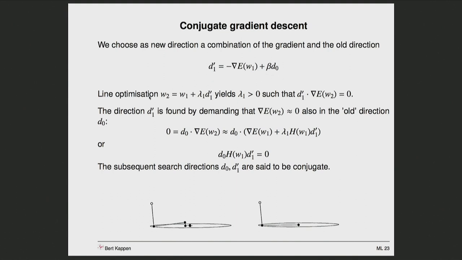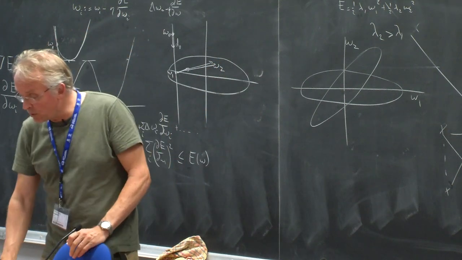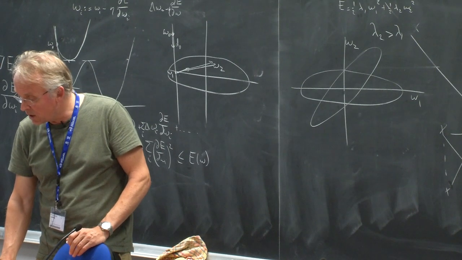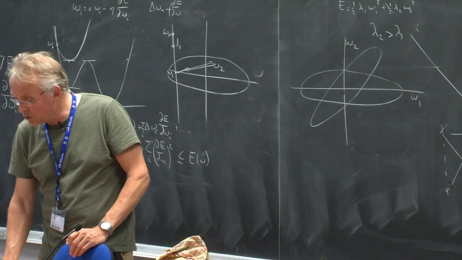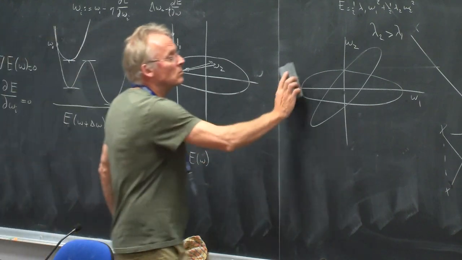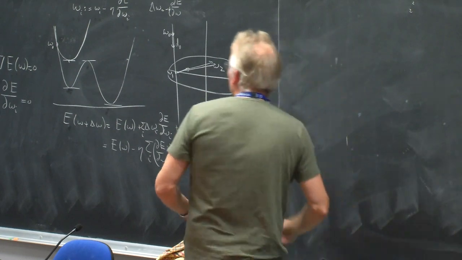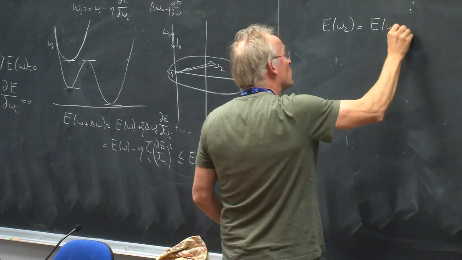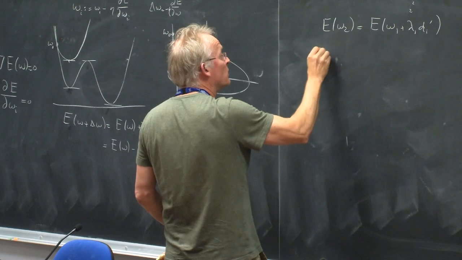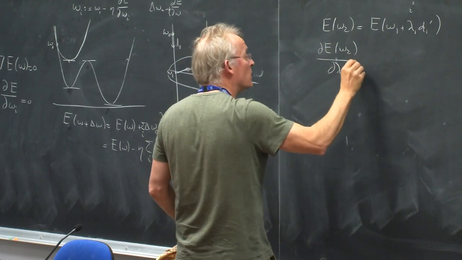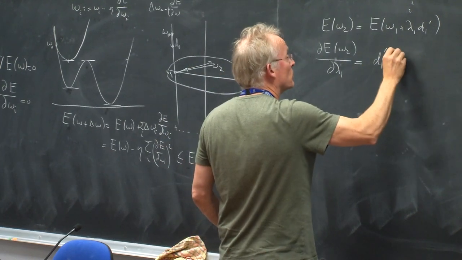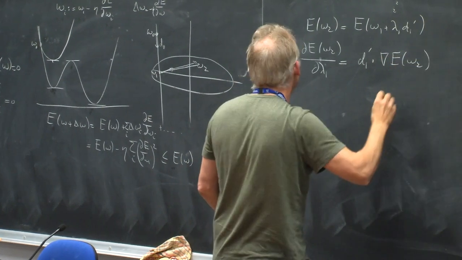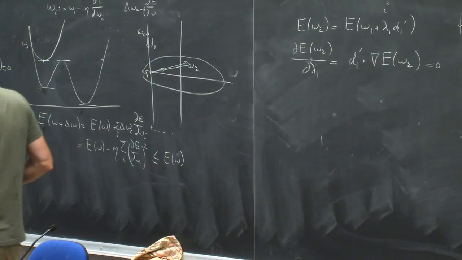We don't know that. So now we do line optimization. We start again. We start here, and we're going to do line optimization in this direction. And we're going to find a point W2. And that's W1 plus lambda 1 times this D1 prime. So we find some lambda 1 larger than 0 such that, again, we do this optimization. So we have E(W2) is E(W1 + lambda 1 D1 prime). And so we minimize: dE(W2)/d lambda 1 is equal to D1 prime inner product gradient E(W2). And we want to set this equal to 0. Right? So we get this condition here.